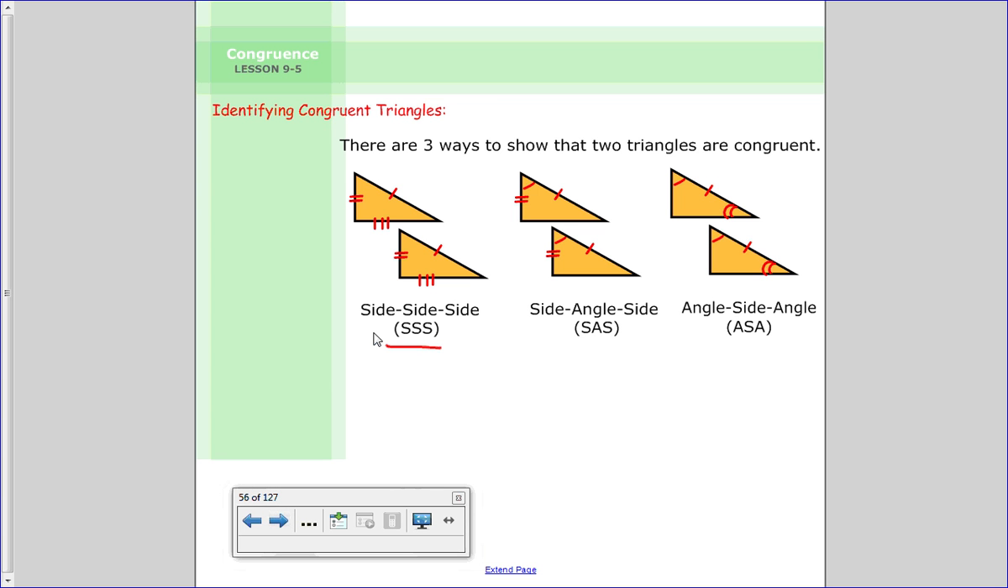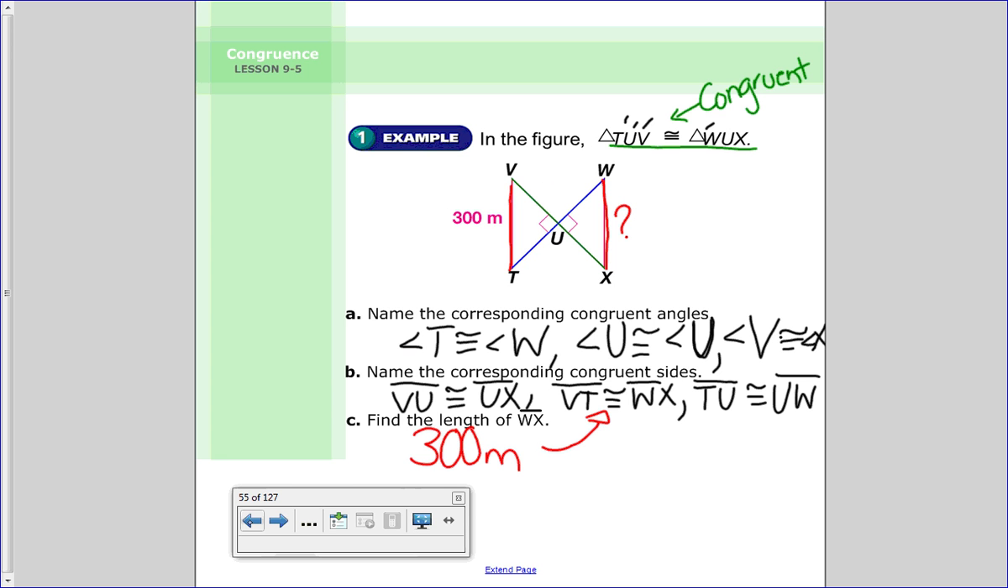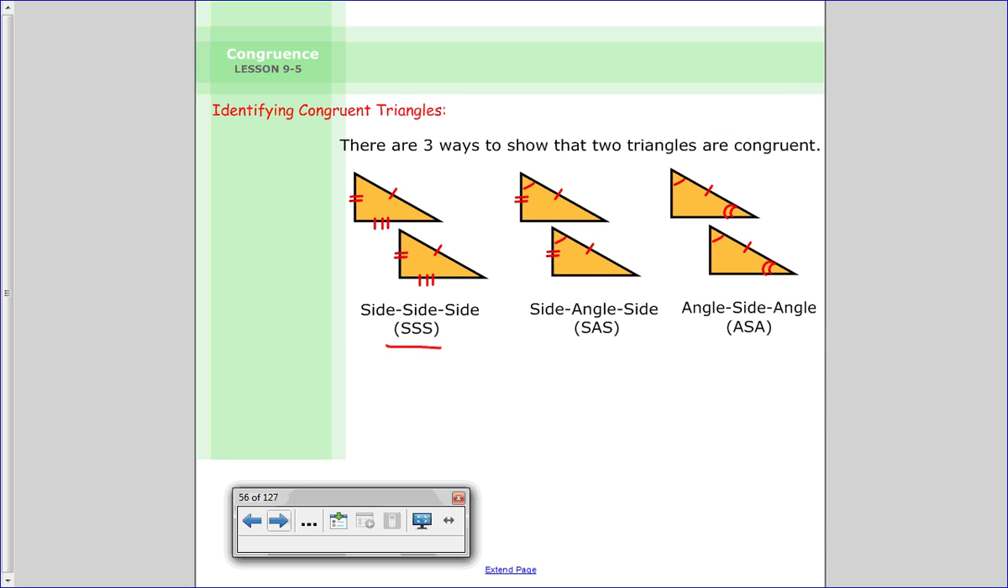All right, this is when they have 3 sides that are completely congruent. For example, in this one they talk about how all three sides were congruent, so we could say it's congruent due to the side, side, side identification. Then if you have two sides, like in this one, these sides are congruent and this side is congruent, and then an angle, we call it the side angle side measure.